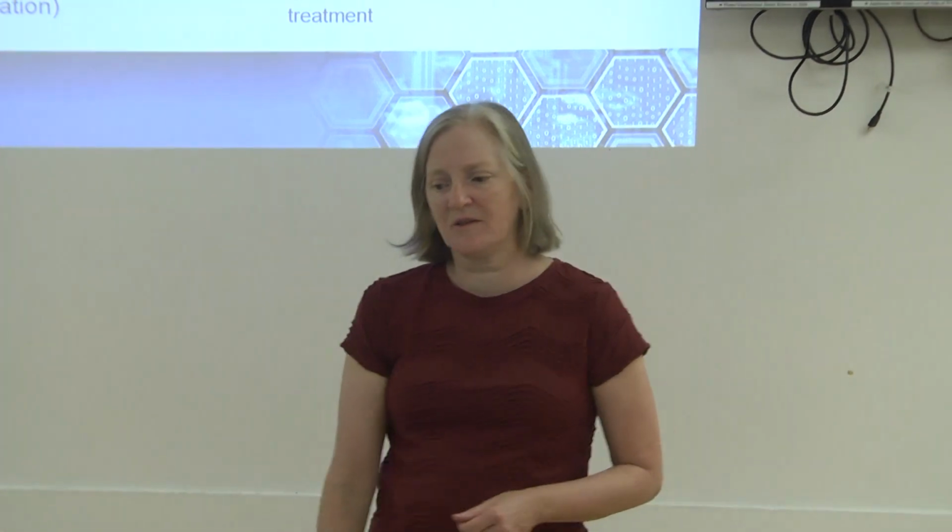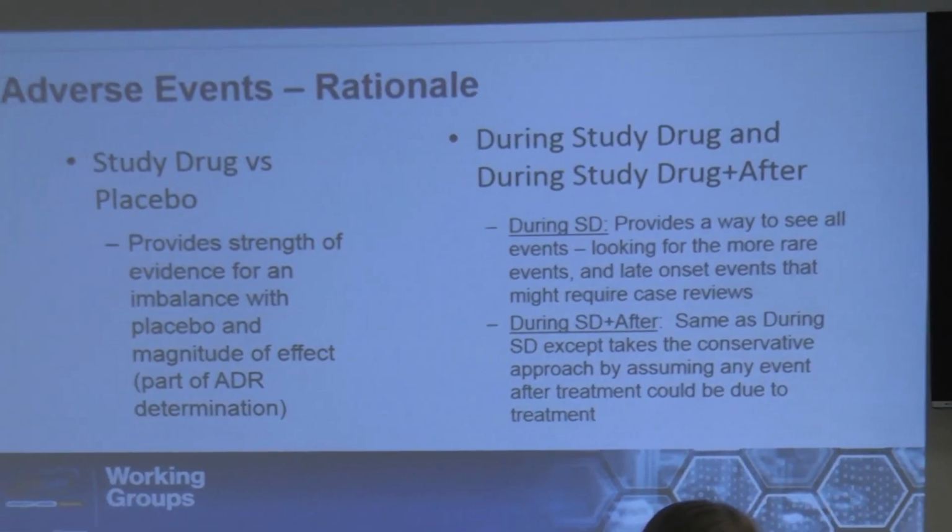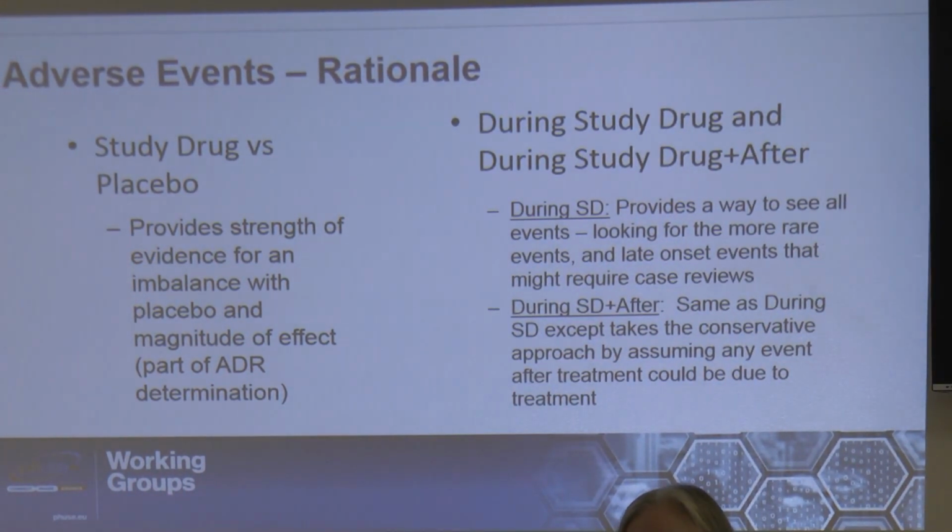Okay, so let's get into the rationale a little bit. So the study drug versus placebo, this is when we have a control that's all related to that signal detection, that ADR determination, the kind of things that are important to know for determining whether an event is an ADR. So those tables provide you that strength of evidence for an imbalance, and either you have your percentages, you have your risk difference or odds ratio. You may choose to have a confidence interval or a p-value, and then it also gives you the magnitude of effect. So those are 2 key parts of ADR determination, and that's the purpose of recommending those in those tables.